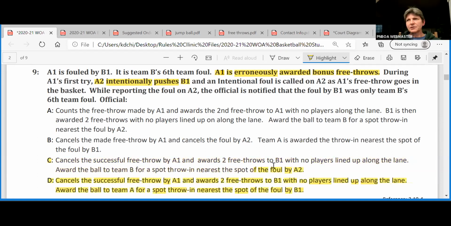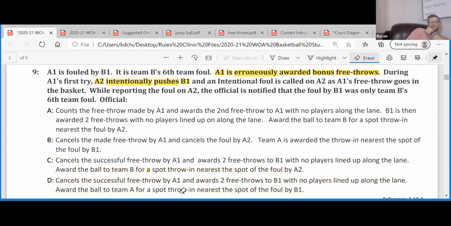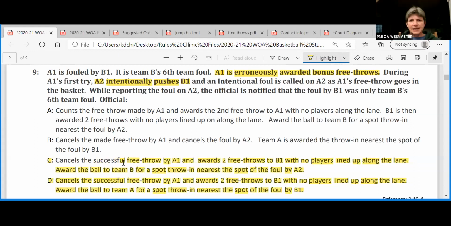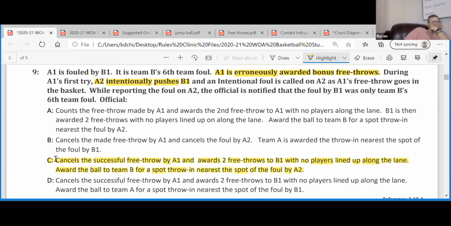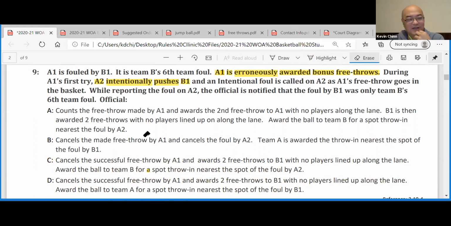And where do you get the ball after an intentional foul? Where's the throw-in spot? Mid-court. Well, that's not what C says. Oh, spot throw-in. There's the spot of the foul. On an intentional foul, the ball comes in nearest the spot of the foul. There's a lot in this question, so piece by piece, you just have to unfold it and figure it out. The correct answer is C.